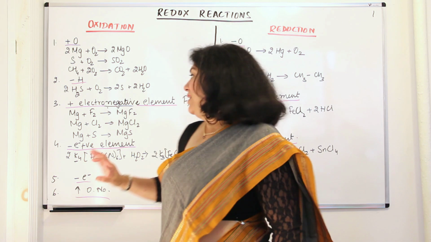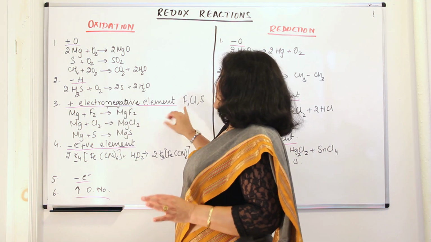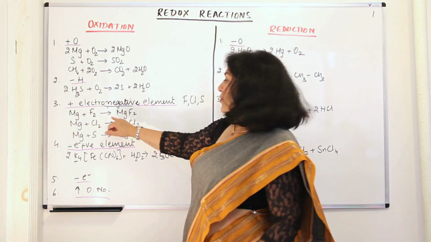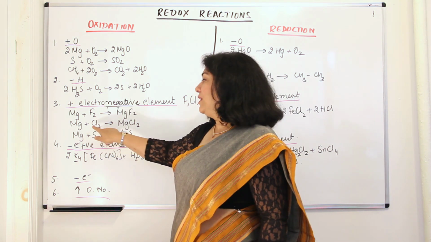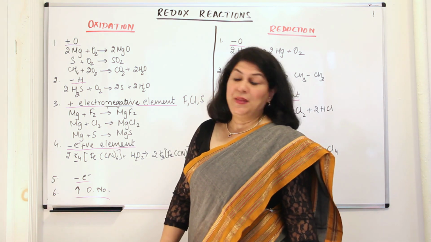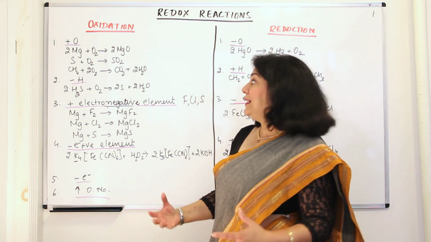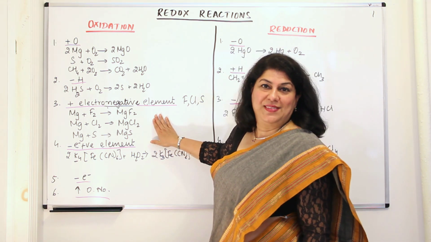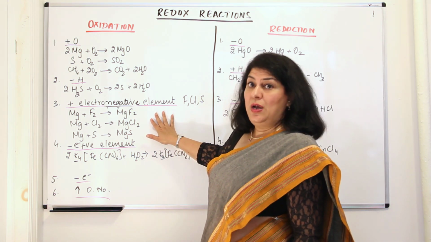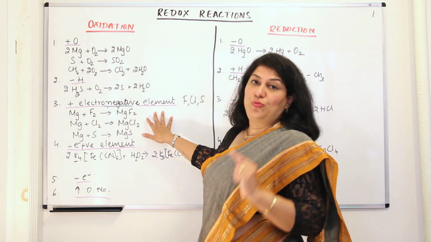So let us now see a couple of examples here. Addition of electronegative element, fluorine, chlorine and sulfur. We take the example of magnesium. To magnesium, we add fluorine to form magnesium fluoride, we add chlorine to form magnesium chloride, and we add sulfur to form magnesium sulfide. In all of these, an electronegative element is being added to magnesium. Therefore, magnesium is getting oxidized, right?